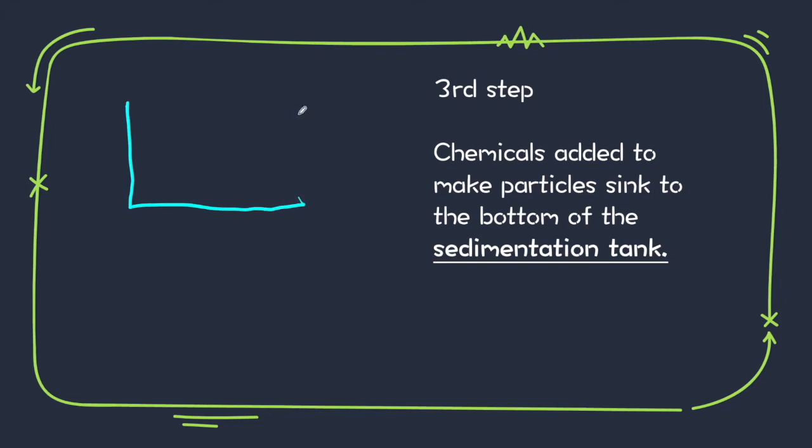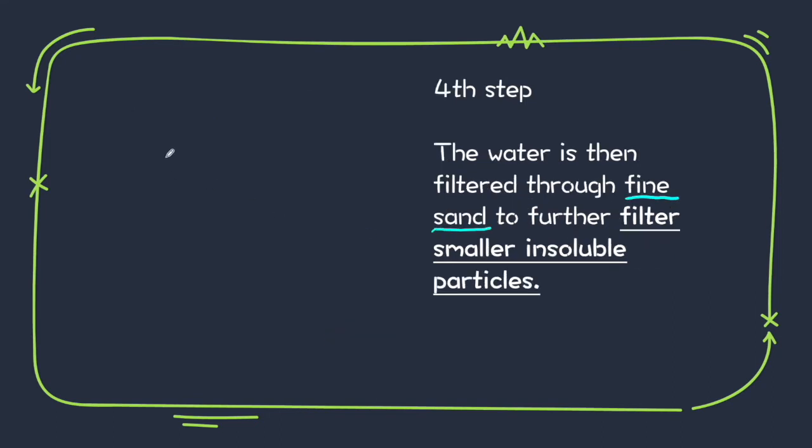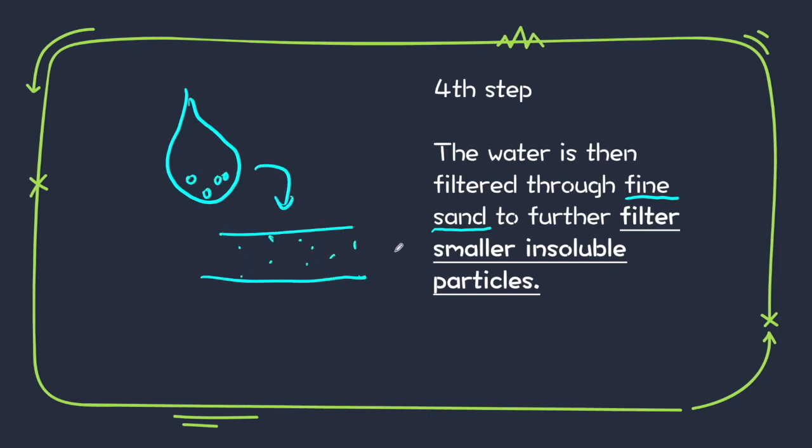In the third step, we will use a sedimentation tank. So at this step, chemicals are added and the little particles that are still floating on top of the water will sink to the bottom of the tank. At a high place of the tank, there is an outlet and the cleaner water will flow out from the tank and move on to the fourth step. We will introduce a fine sand. And this fine sand comes with the purpose to filter out smaller insoluble particles.